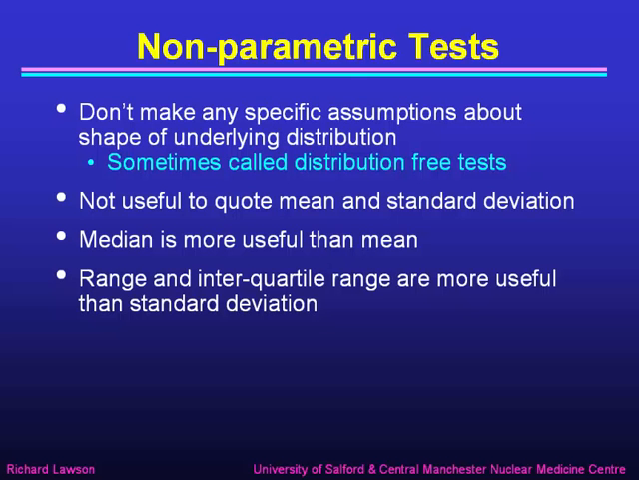If we're dealing with this sort of data, it's not useful to quote means or standard deviations because those rely on particular distributions. So generally the median is a more useful measure than the mean when we're talking about non-parametric tests, and range and interquartile range are more useful than the standard deviation.